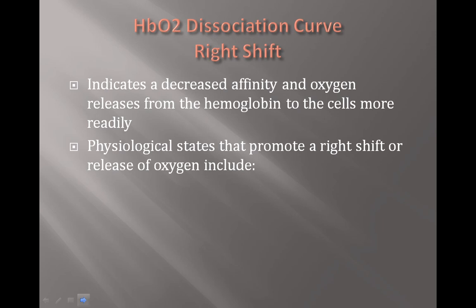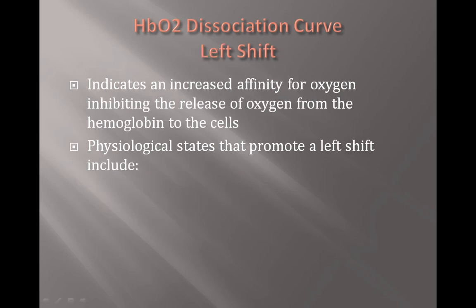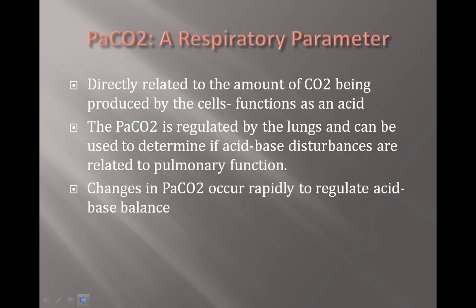The physiological conditions that promote a right shift include acidemia, increased body temperature, and increased partial pressure of carbon dioxide. Now, on the other hand, when the oxyhemoglobin dissociation curve shifts to the left, this indicates an increased affinity for oxygen, inhibiting the release of oxygen from hemoglobin. The physiological states that cause the left shift include alkalemia, decreased body temperature, and a decrease in the partial pressure of carbon dioxide. So that covers the ABG parameters that reflect oxygenation.